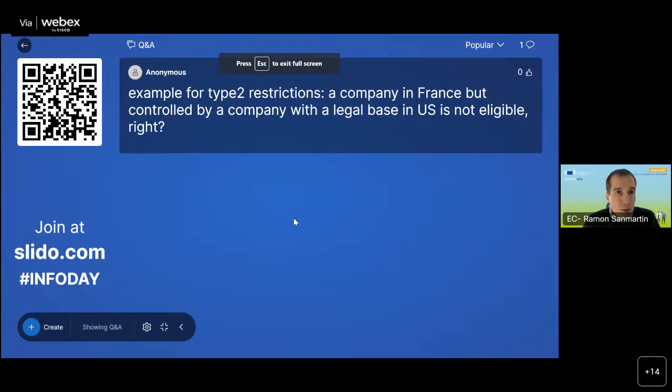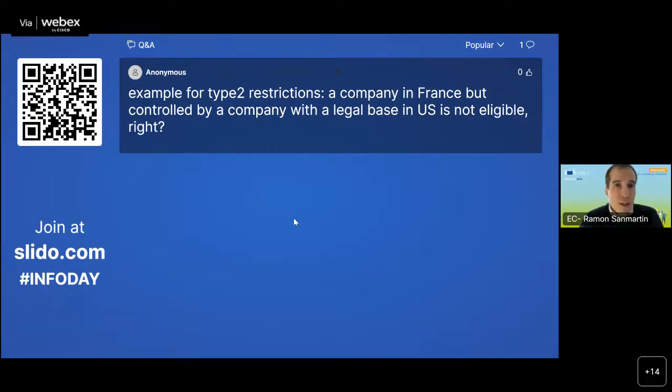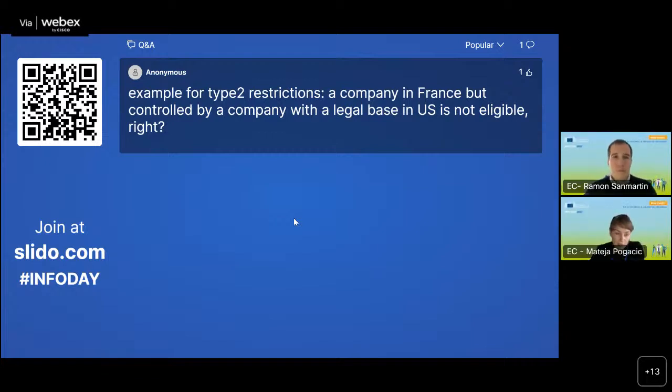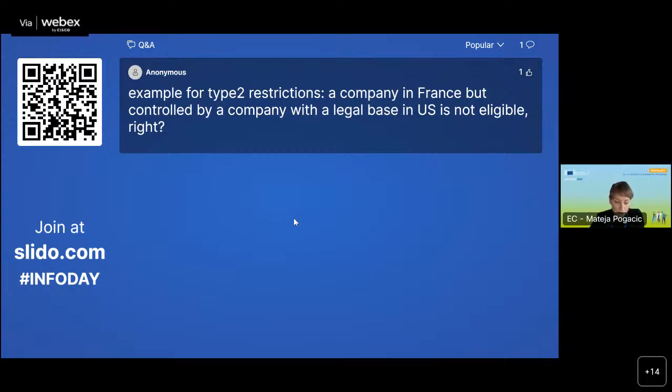The first question, example for type 2 restrictions. A company in France but controlled by a company with a legal base in US is not eligible, right? Well, in this case, as it's stated in the guidance document available on the Funding and Tenders portal, the definition of control is prescribed in the guidance. It's defined as the possibility to exercise decisive influence on the participant, so it would depend on the control by this mother company, I'm guessing, with a legal base in US. So it depends on the type of control. If there is decisive influence from the US company, in this case it would not be eligible.